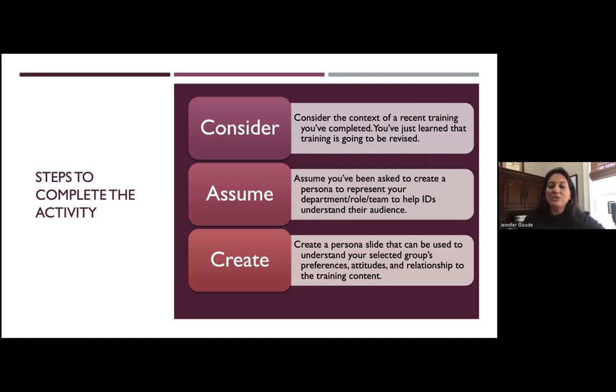Okay, how would you classify your team, your department, your role group in this format, in a learner persona, so that the designers could revamp the training? So your challenge in this assignment, in this workshop, is to create a persona slide that you could share with the design team that would be representative of your group that you selected, whoever that is, your team, your department, your role, and help them understand your preferences and general attitudes in relationship to the training content.